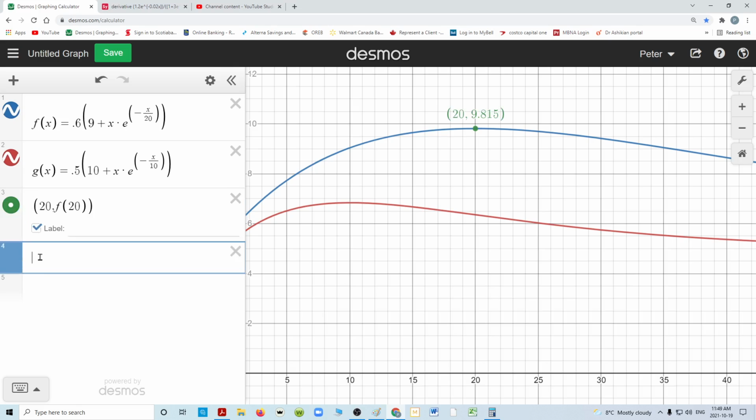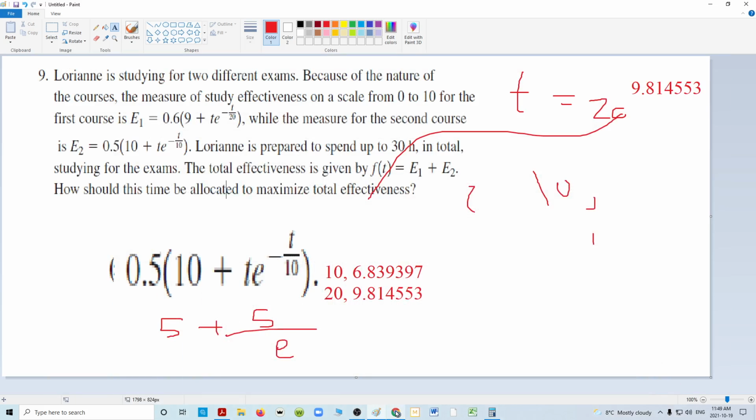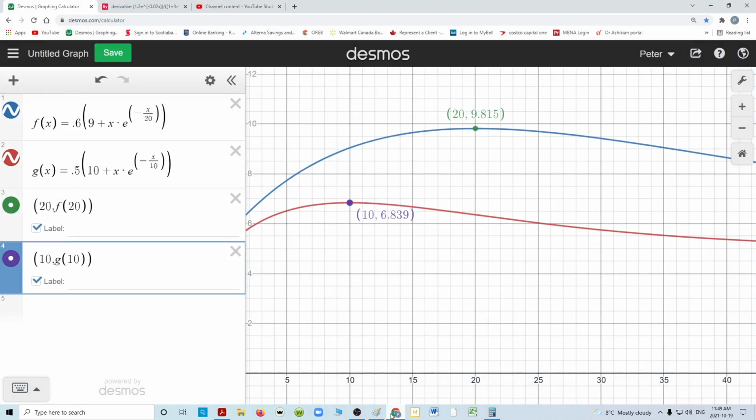And you can label it, and the other one you can label as 10, comma, g of 10, and you can label it. And did we get the points, the 6.8 correct? We did, right there. And it's surprising that the max efficiency can be a 6.8 out of 10.